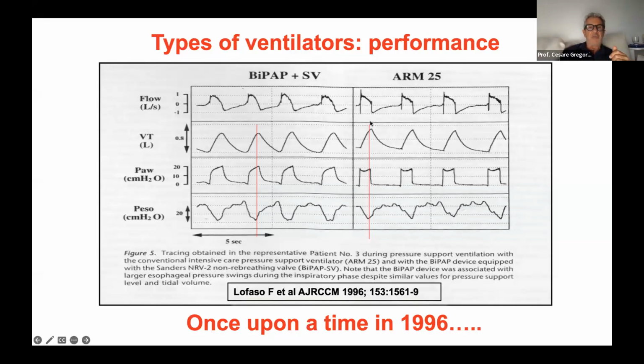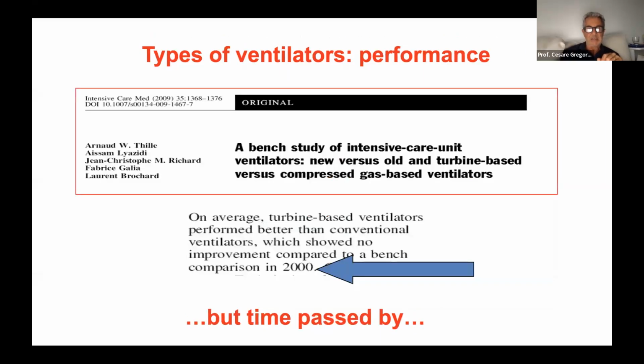Why? Because if you look at the dependent variable of the pressure, which in this case is a square pressure, that is flow, the flow is much sharper with the high compressor delivery ventilator compared to the turbine one. Okay, same pressure.